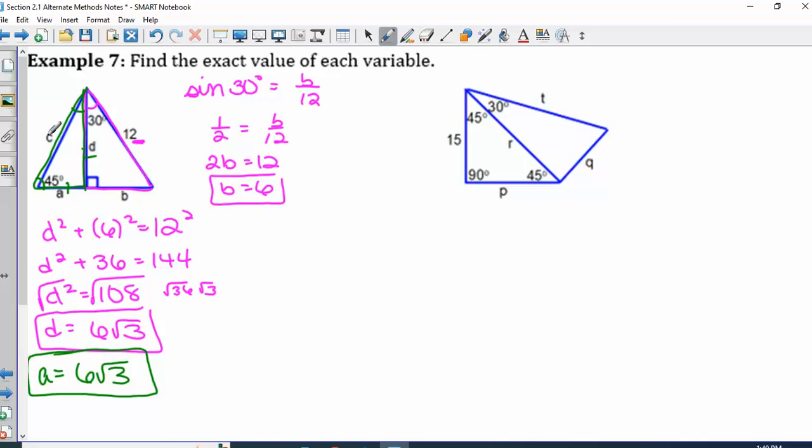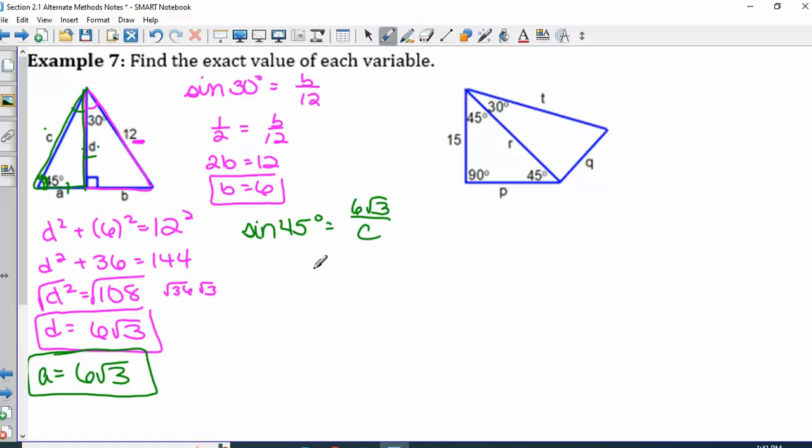Okay, we need side C still. So let's do a trig function. You could do Pythagorean theorem now, but I'll do a trig function. If I'm viewing from my 45-degree angle, side D is the opposite, C is the hypotenuse. So what trig function? Sine. So the sine of 45 degrees equals my opposite side D, which had a measure of 6 radical 3, divided by my hypotenuse.